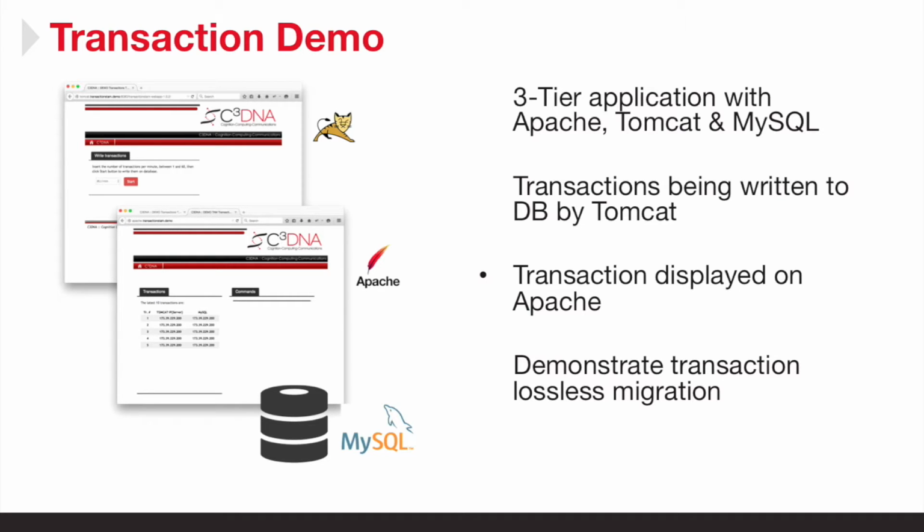The Tomcat portion of the application will be used to write transactions to the MySQL database. You can actually select the number of transactions that you would like written to the database via a slider in the Tomcat application. The Apache application will just simply display the IP address of the Tomcat client and also the IP address of the MySQL database as it's writing the transactions.